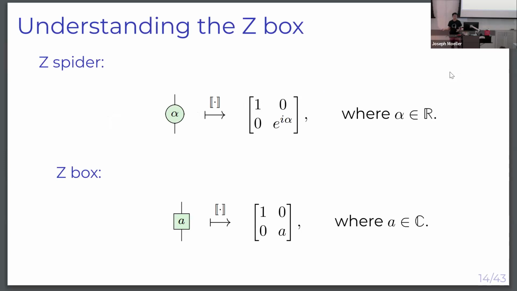We also have the Z box. The Z spider, the 2-qubit version of it, looks very much like a Z rotation gate, up to a global phase. So when you put in ket 0, it doesn't do anything. When you put in ket 1, it multiplies it by this complex phase of e to the i alpha. But here we want to express more general things, not just unit phases. So we're going to replace these exponentials with arbitrary complex numbers with a Z box. So instead of e to the i alpha, you have a, where a is any complex number. That's for qubits.